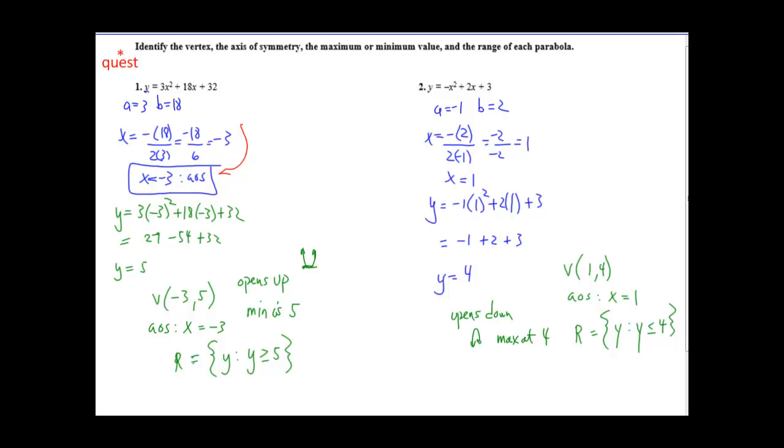Check in 2. You should have gotten a vertex of 1, 4. Axis of symmetry is x equals 1. Therefore we knew it opened down, so it's a max at 4, which means all the y's are less than or equal to 4. Remember, if you did write the domains, both domains are all real numbers.